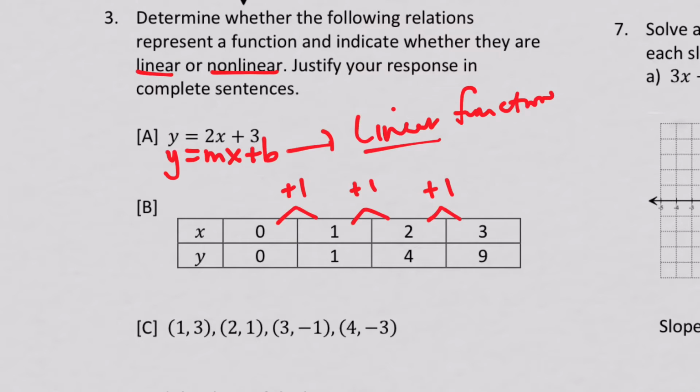But if I check the y coordinates, the change here is plus 1. The change here is plus 3. And the change here is plus 5. Now this is not a constant pattern. This is changing in different amounts. If it were constant, it would be like, for example, plus 3, plus 3, plus 3. But this is not constant. So for this example, this is going to be not linear.